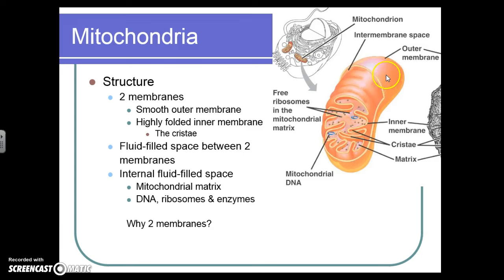Okay, looking at the structure, we have two membranes. We have an outer membrane that's around the outside, and then we have an inner folded membrane called the cristae. That's where another major portion of the cellular respiration process is going to be taking place. So make sure you highlight this, the cristae. That's these inner folds that are within here.